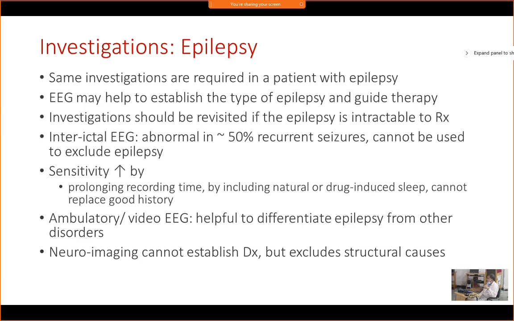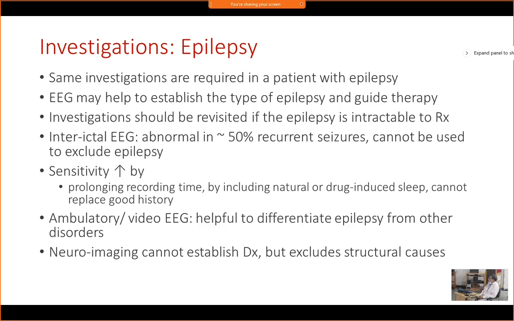Now the investigations for two or more unprovoked seizures. That means what investigations you will do when you are suspecting epilepsy, not just one seizure. You continue with the same investigations that you would have done for a seizure. Together with that, an EEG must be done. The EEG should be repeated once again if the epilepsy is intractable to treatment.